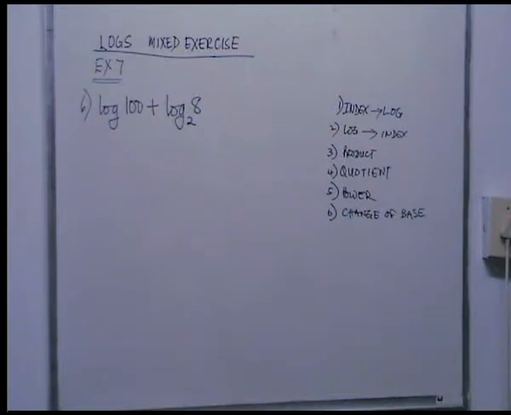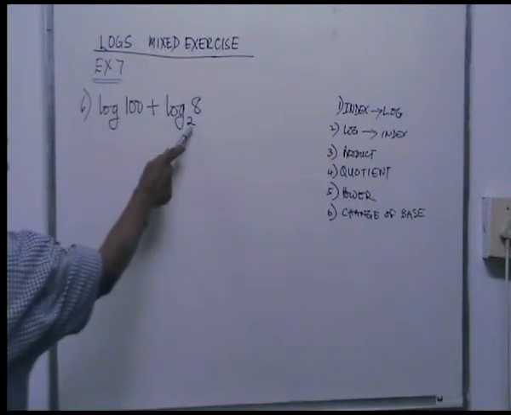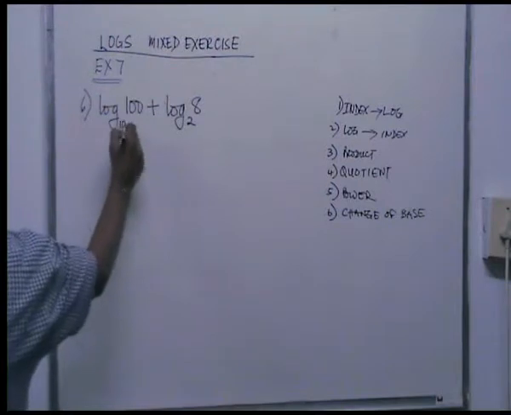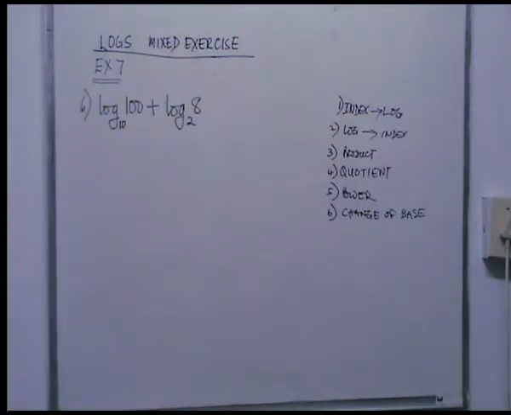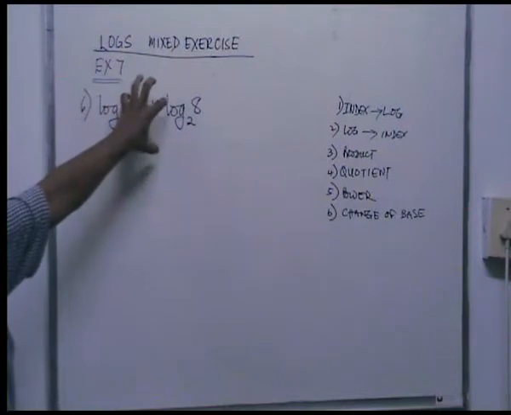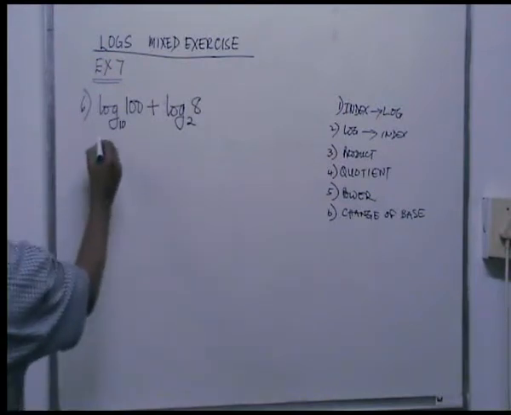You can't use rule number 3 because there is a plus sign, but the problem is the base here is 2 and the base here is 10. So you can't use rule number 3. So what you do, like a TV film, you zoom in and then you zoom out. When you zoom out, you can see that there's 2 parts to this question. You can see there is a part here.